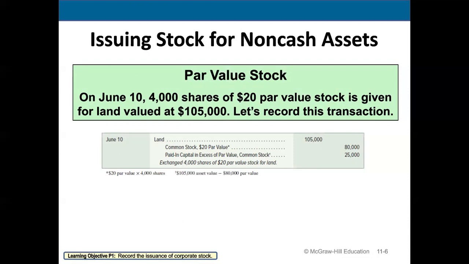So here's their example. On June 10th, 4,000 shares of $20 par value stock is given for land valued at $105,000. So what we would do is debit the asset land to record the cost of the land, okay? And then we'll record the value of the common stock we gave at its par value. 4,000 shares at $20 par value is $80,000. And then any amount over and above that, so in this case, the land was worth $105,000, we're going to record as paid in capital in excess of the par value.